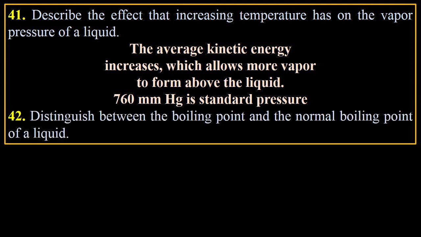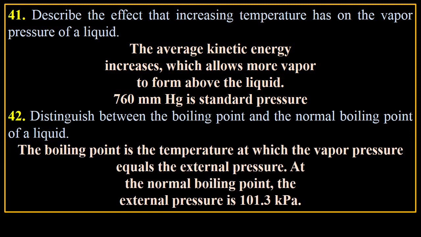Distinguish between the boiling point and the normal boiling point of a liquid. Now, we know that the boiling point of a liquid can change depending upon the pressure, the vapor pressure that can be manipulated. Let's see what it says. The boiling point is the temperature at which the vapor pressure equals the external pressure. At the normal boiling point, the external pressure is 101.3 kilopascals. Like I said before, that's the standard. That's 1 atmosphere, the atmospheric pressure at sea level.